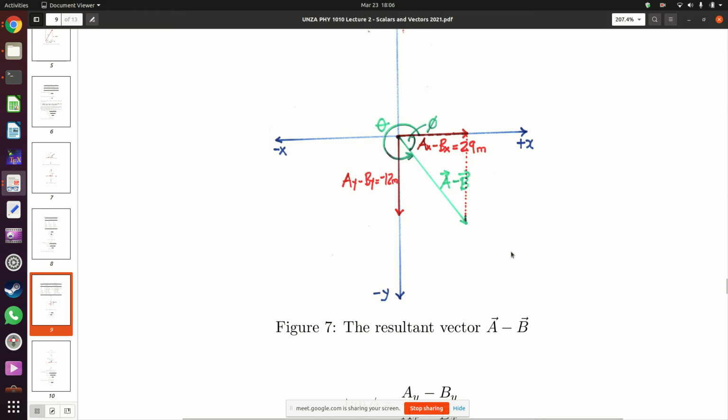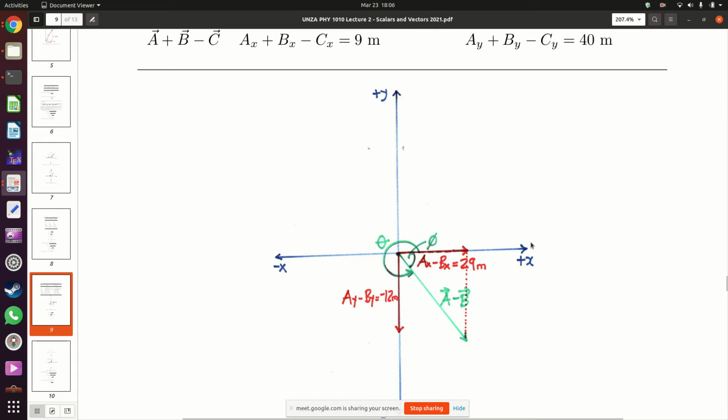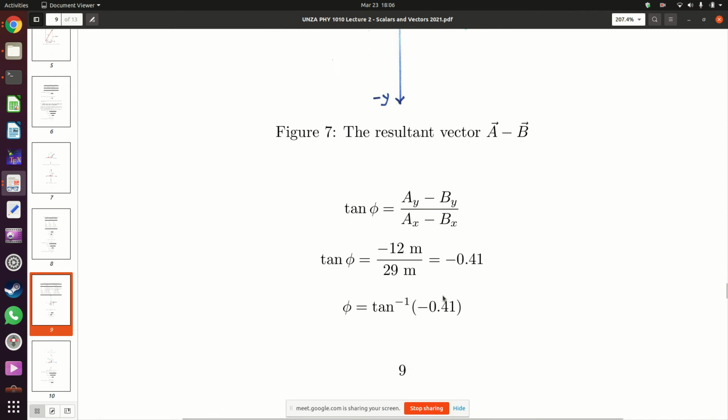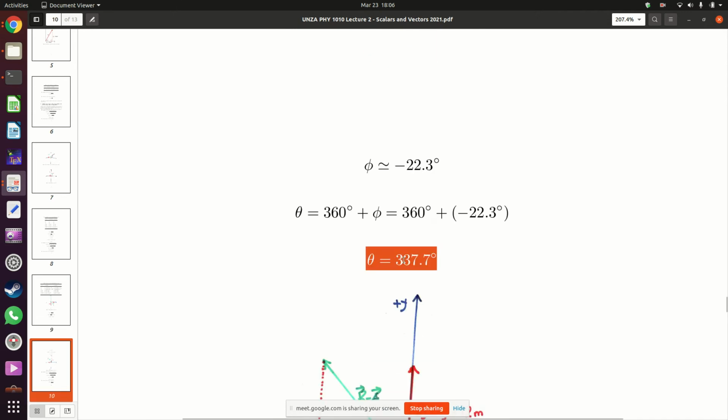So direction is always measured from the positive x-axis, then we go anti-clockwise. Always. Are we clear? You measure direction from the positive x-axis, then you go in an anti-clockwise direction. So this 300 and something, this is 337 degrees anti-clockwise from the positive x direction.